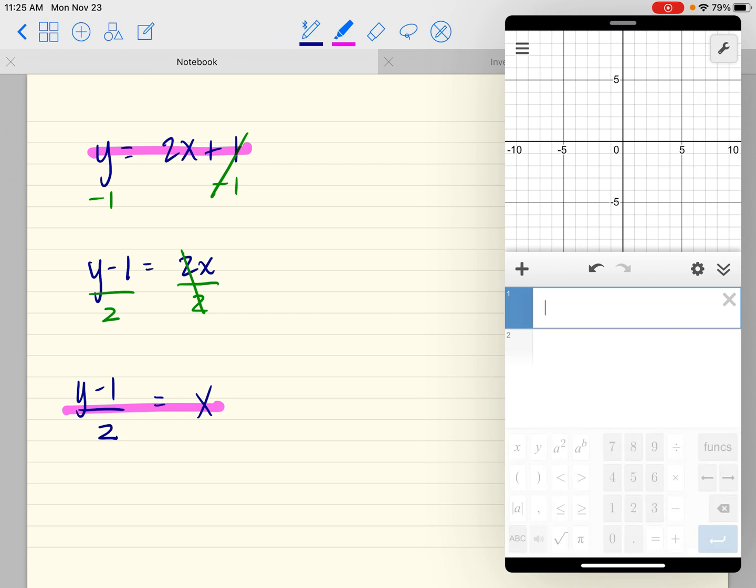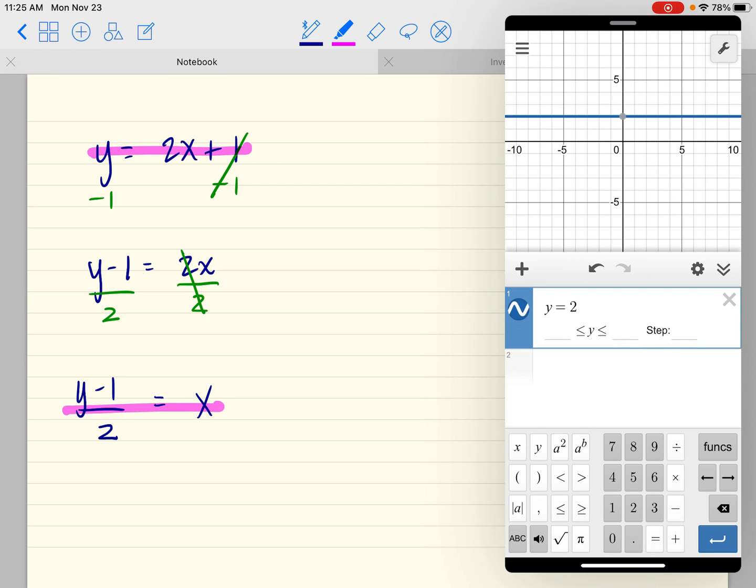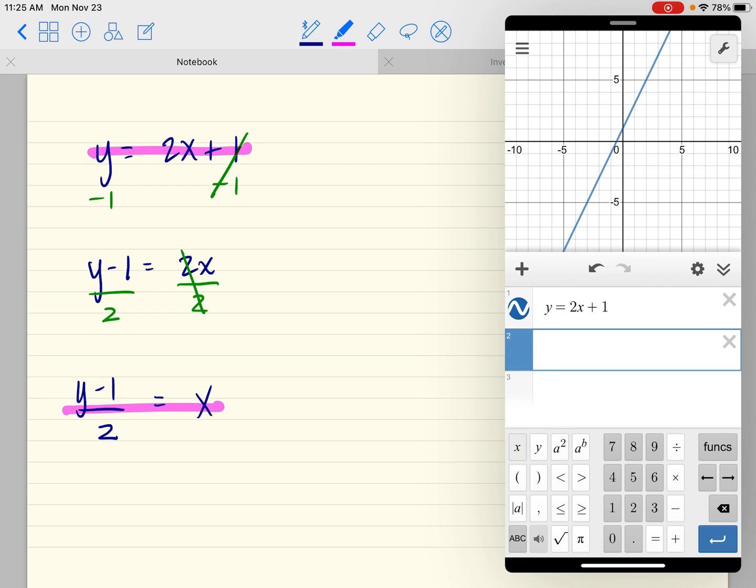And let me just show you. If I graph y equals 2x plus 1, and if I graph x equals y minus 1, all divided by 2, it is the same function. That red one went right on top of that blue one. Those are the same function. They're just rearranged, okay?